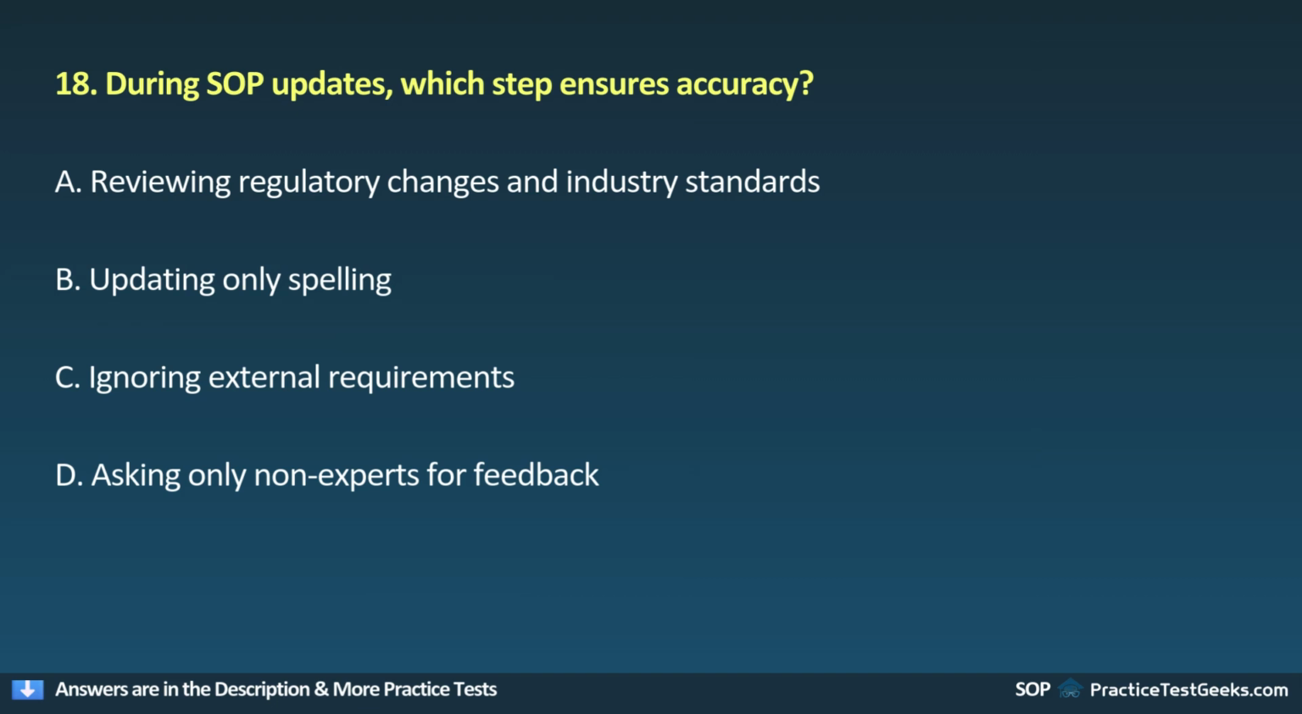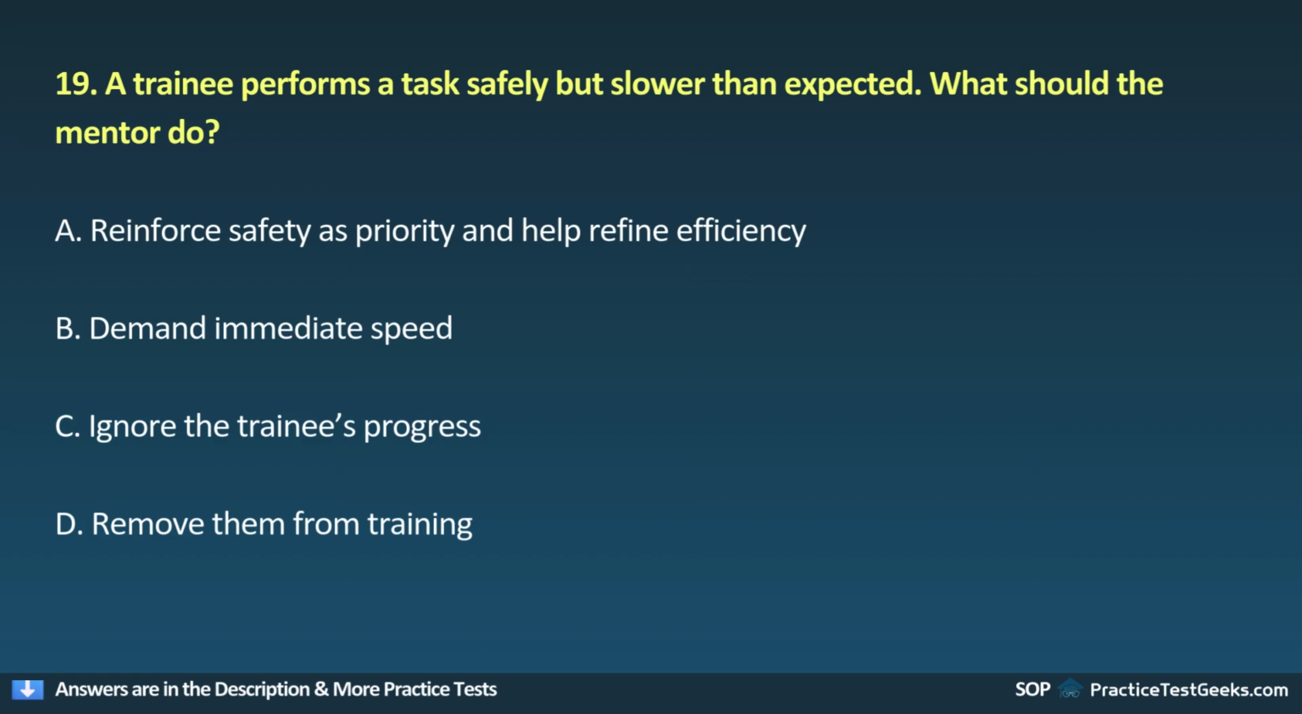18. During SOP updates, which step ensures accuracy? A. Reviewing regulatory changes and industry standards. B. Updating only spelling. C. Ignoring external requirements. D. Asking only non-experts for feedback.